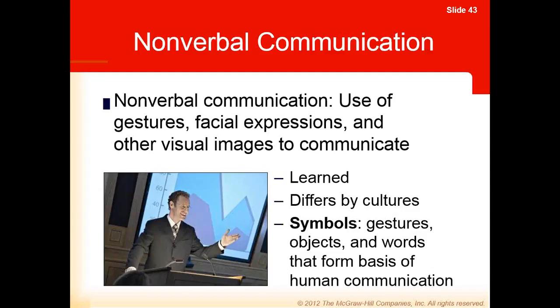So when we talk about the ideas of culture and language, remember we talk about language as a set of symbols. So symbols are gestures, objects, and words that form the basis of human communication. And for those of you who might have seen the movie V for Vendetta, there's a scene where V is talking to Evie, and he says, the building itself is a symbol, as is the act of destruction.